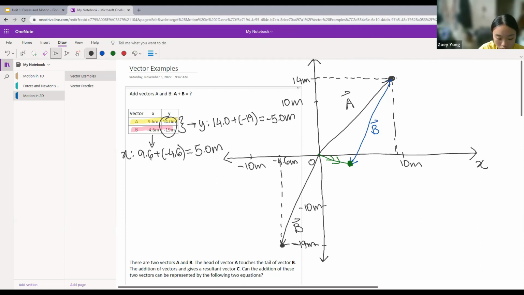So what does this mean? You have x is 5, y is negative 5. So that means that this point right here, this vector, the x equals 5.0 meters, and the y equals negative 5.0 meters. So this is 5 meters, and this line right here is negative 5 meters.